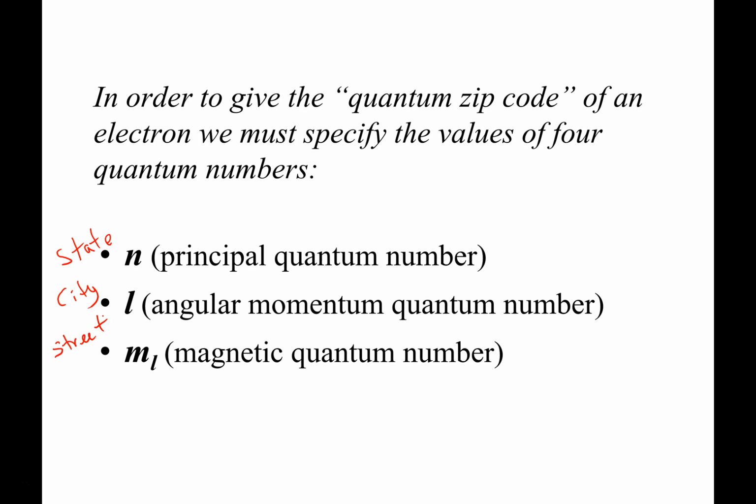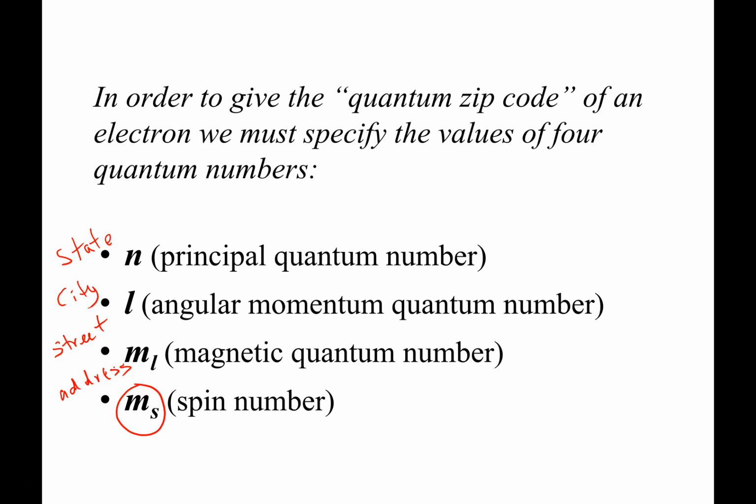And then this one would be the address, the specific address. Remember a little bit ago when I had an up arrow as a +1/2 and a down arrow as a -1/2? I call those M sub S. Remember that? So that's the nitty-gritty.